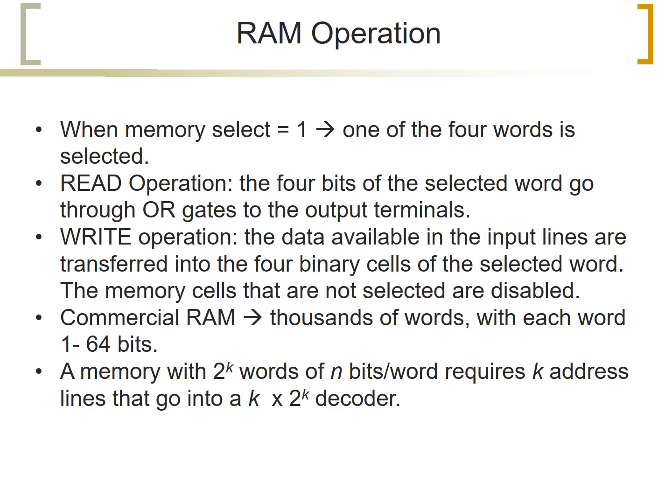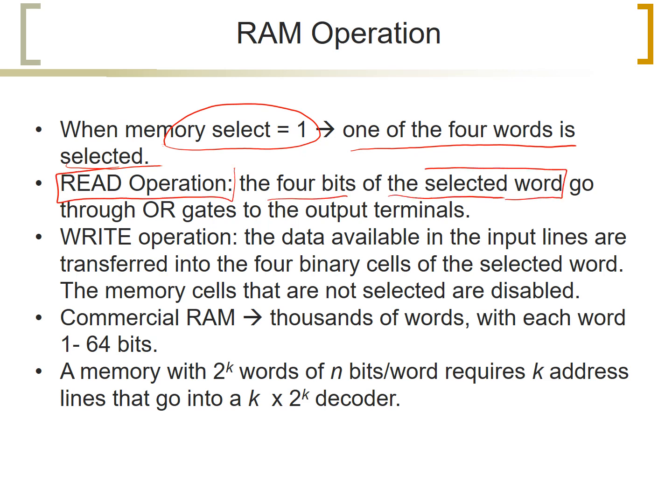In order to summarize what we have done, when the memory select is 1, one of the 4 words is selected based upon the output of the decoder. For the read operation, the 4 bits of the selected word will go through OR gates to the output terminals, and that's how we can perform the read from the selected word. And for the write operation, the data available in the input lines are transferred into the 4 binary cells of the selected word only. Other words will not receive any input. The memory cells that are not selected are disabled, so they will not receive anything. So that's for the 4x4 RAM.